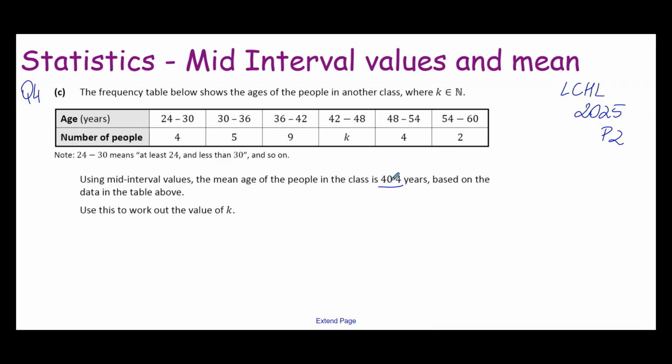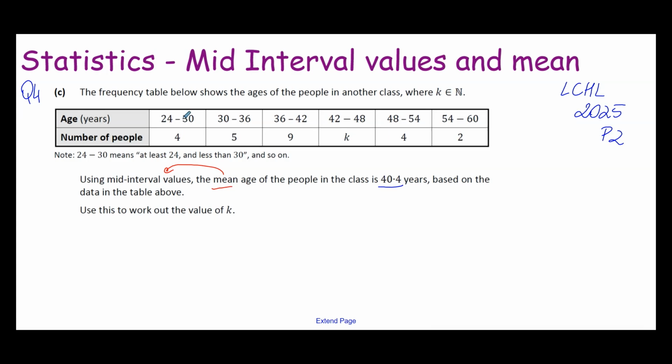So again, when they are giving us an answer, we will ask ourselves, well, how did they get that? How did they get that mean using mid-interval values? Why are they using mid-interval values? Because it's a frequency table. So normally, how will we calculate the mean? We will add all the numbers, okay?